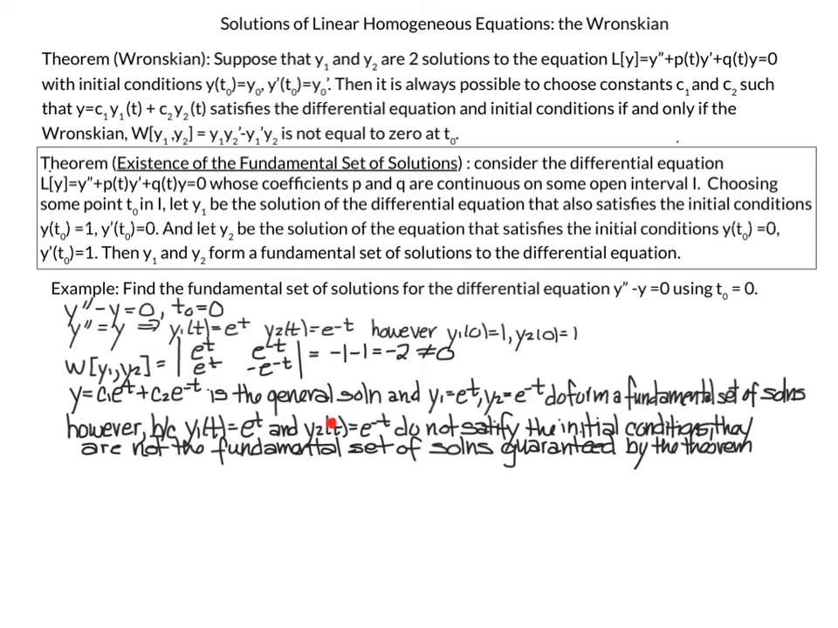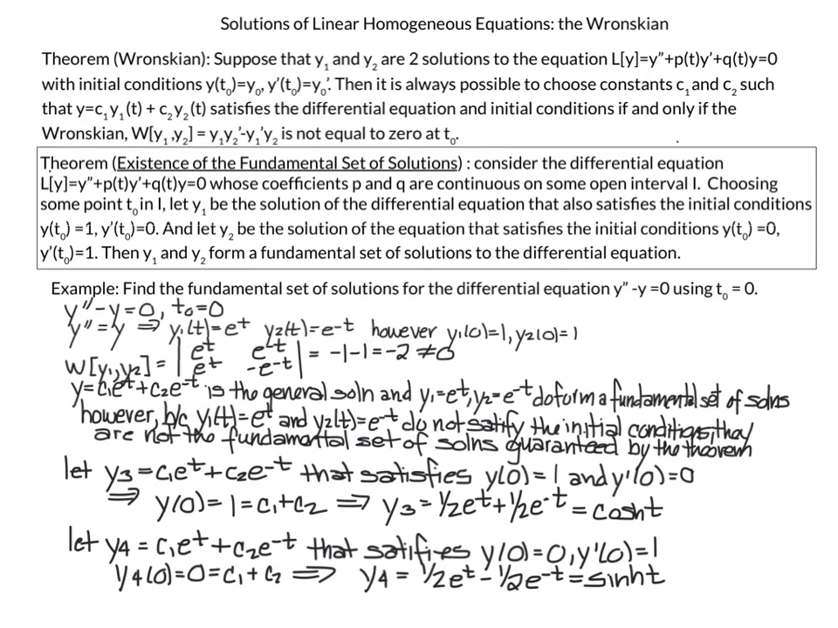Because y1 and y2 do not satisfy the initial conditions of the existence of fundamental set of solutions theorem, they are not the fundamental set of solutions guaranteed by the theorem. In other words, there's another fundamental set guaranteed by this theorem that is not equal to e to the t or e to the minus t. So we can start the hunt for this extra fundamental set of solutions.